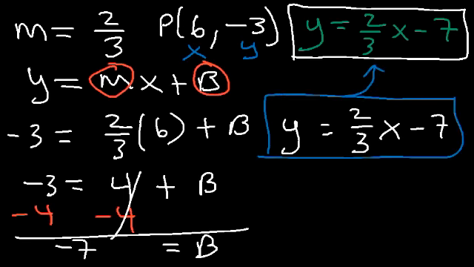So now you have two ways to find the equation in slope-intercept form. You simply have to pick the method that works better for you.